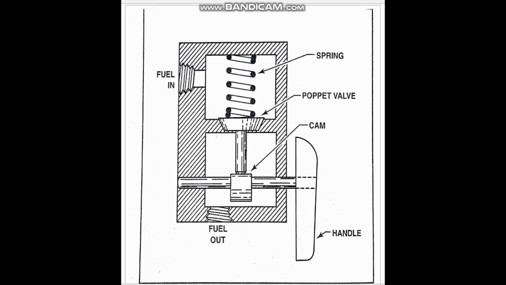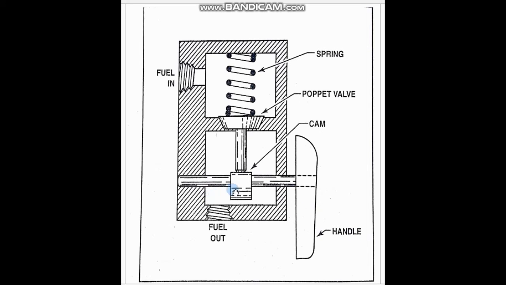Here we say this is our poppet valve, and here we have our camshaft. When you turn this handle, the camshaft will move this rod up, and the fuel will come from the inlet and go to the outlet. The spring here, when you turn this and the camshaft comes to this position, will move our poppet valve to close the valve.